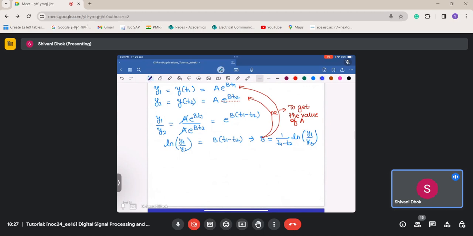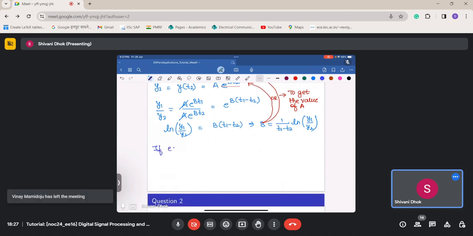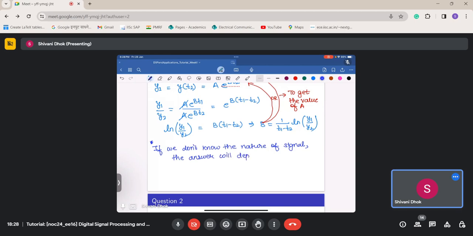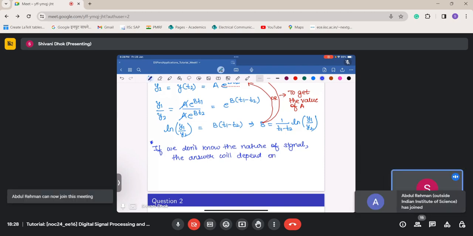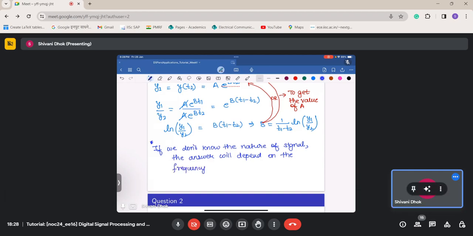So I'll just write it down: if we don't know the nature of the signal, the answer will depend on the frequency content and Nyquist criteria.